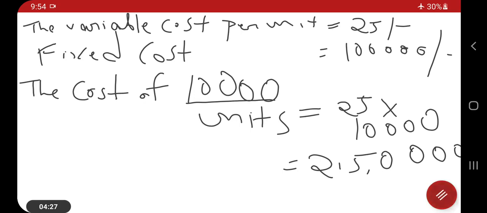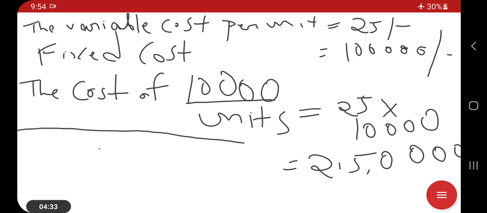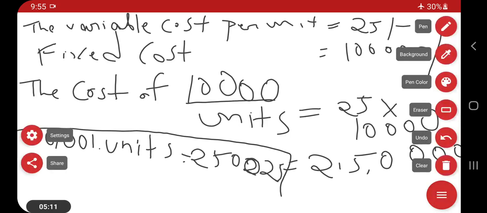Now, if the production is to be increased to 10,000 and 1 units, that is 10,001 units, the variable cost is equal to 2 lakh 50,000 plus 25 rupees, that is 2,50,025 rupees.